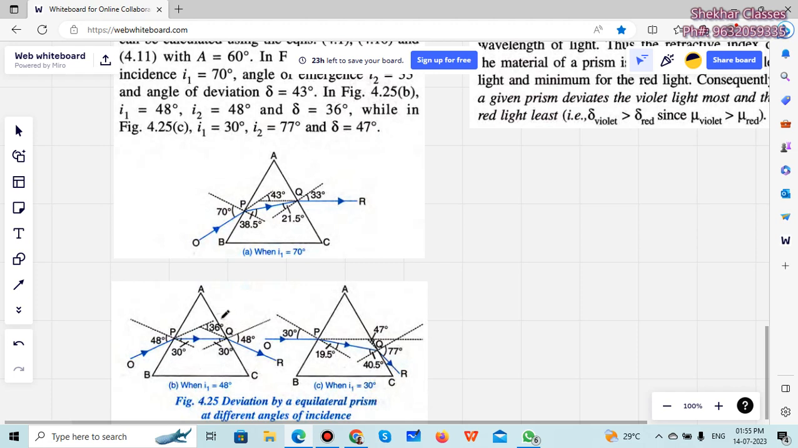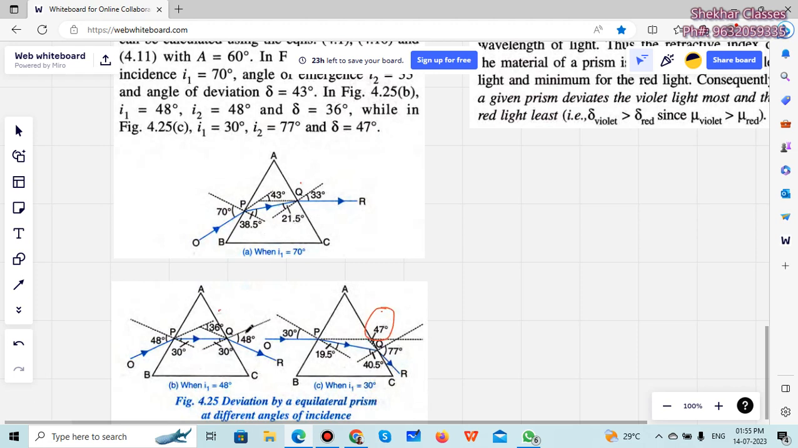And the angle of deviation is how much? 36. When we decrease the angle of incidence further, you find that the angle of incidence is 30 degrees, the angle of emergence is 77 degrees, and you can see it's not parallel, and the angle of deviation is 47 degrees here. So in which case is the angle of deviation maximum? Is it this case, or this case?